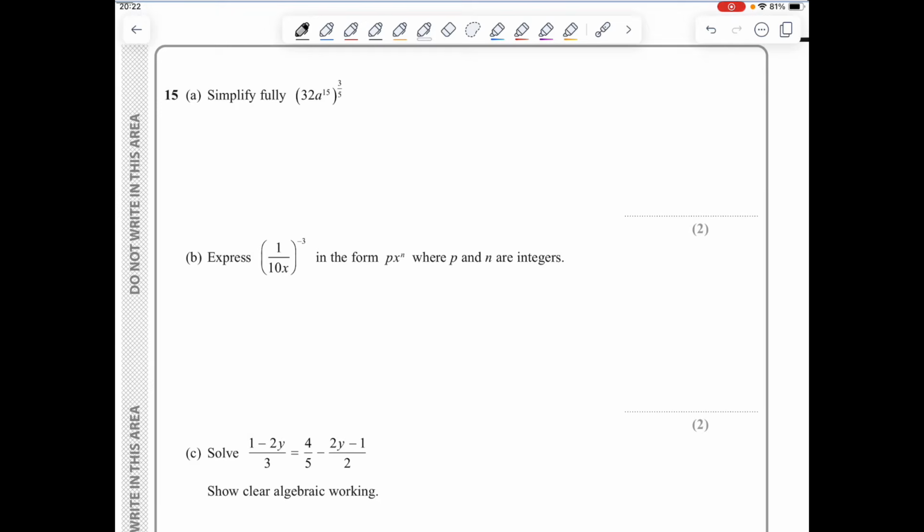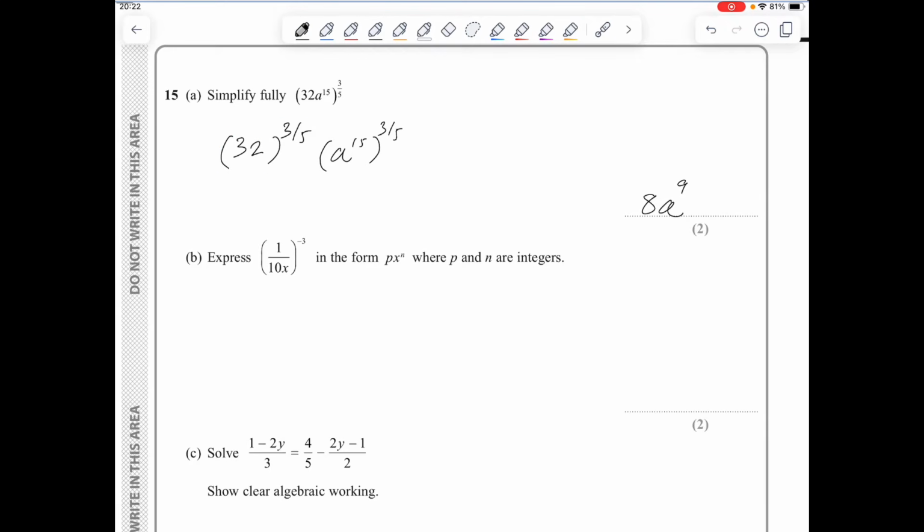For part A of question 15, let's split this into 2. So we've got 32 to the power of 3 over 5 times 8 to the same power. And then if I apply the power to each term separately, I will get 8a, and then to find the power, just multiply these two, and you're going to get a power of 9. You can do the first part on your calculator.